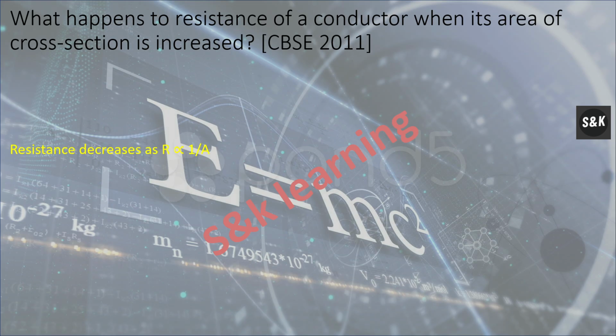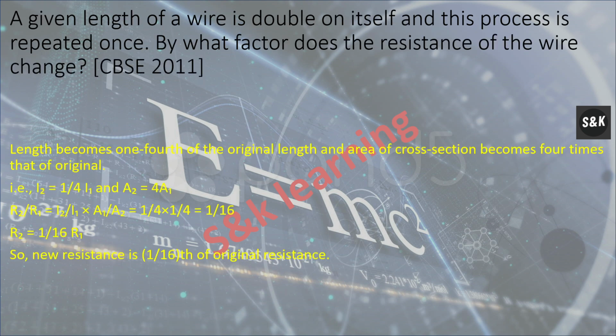What happens to the resistance of a conductor when its area of cross section is increased? So resistance decreases because the resistance is inversely proportional to the area of the cross section.